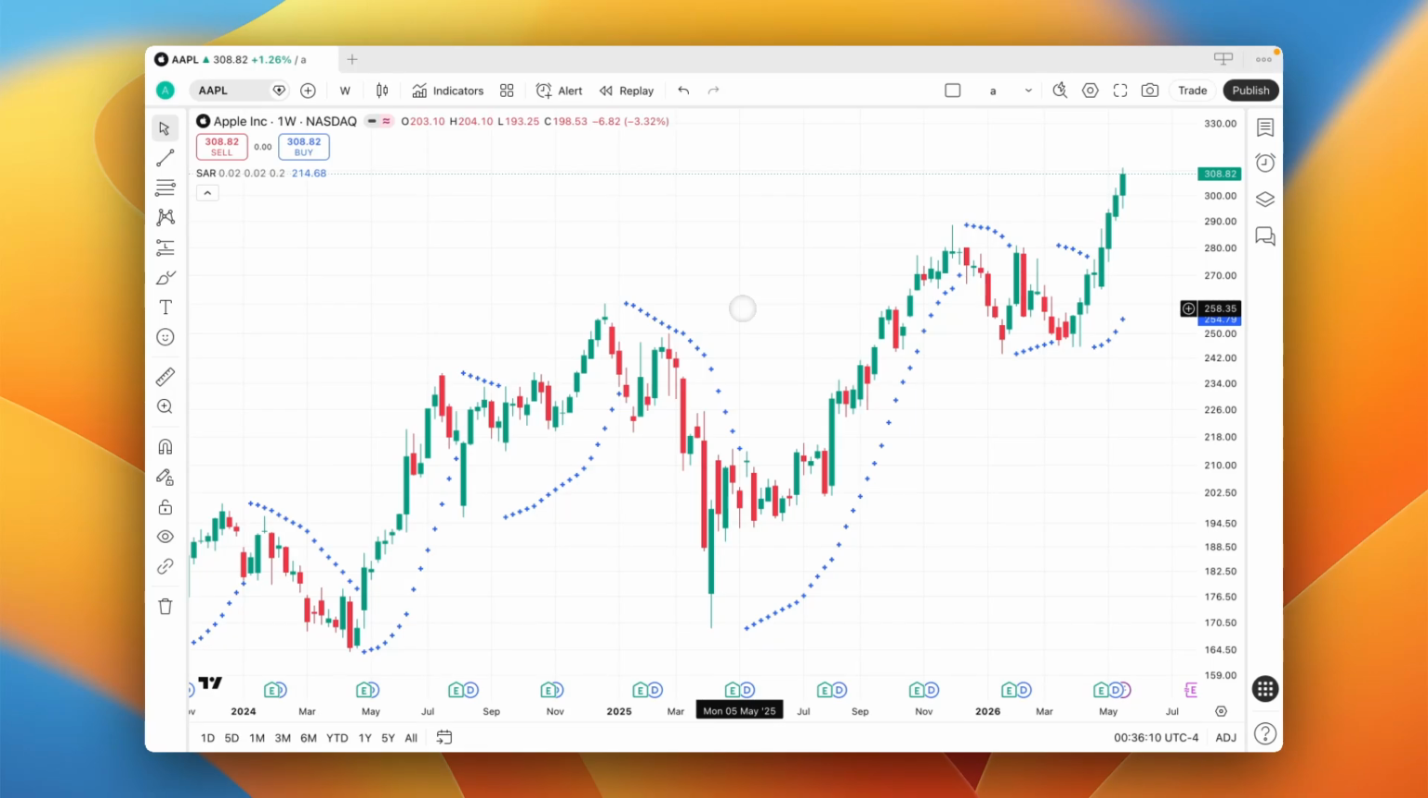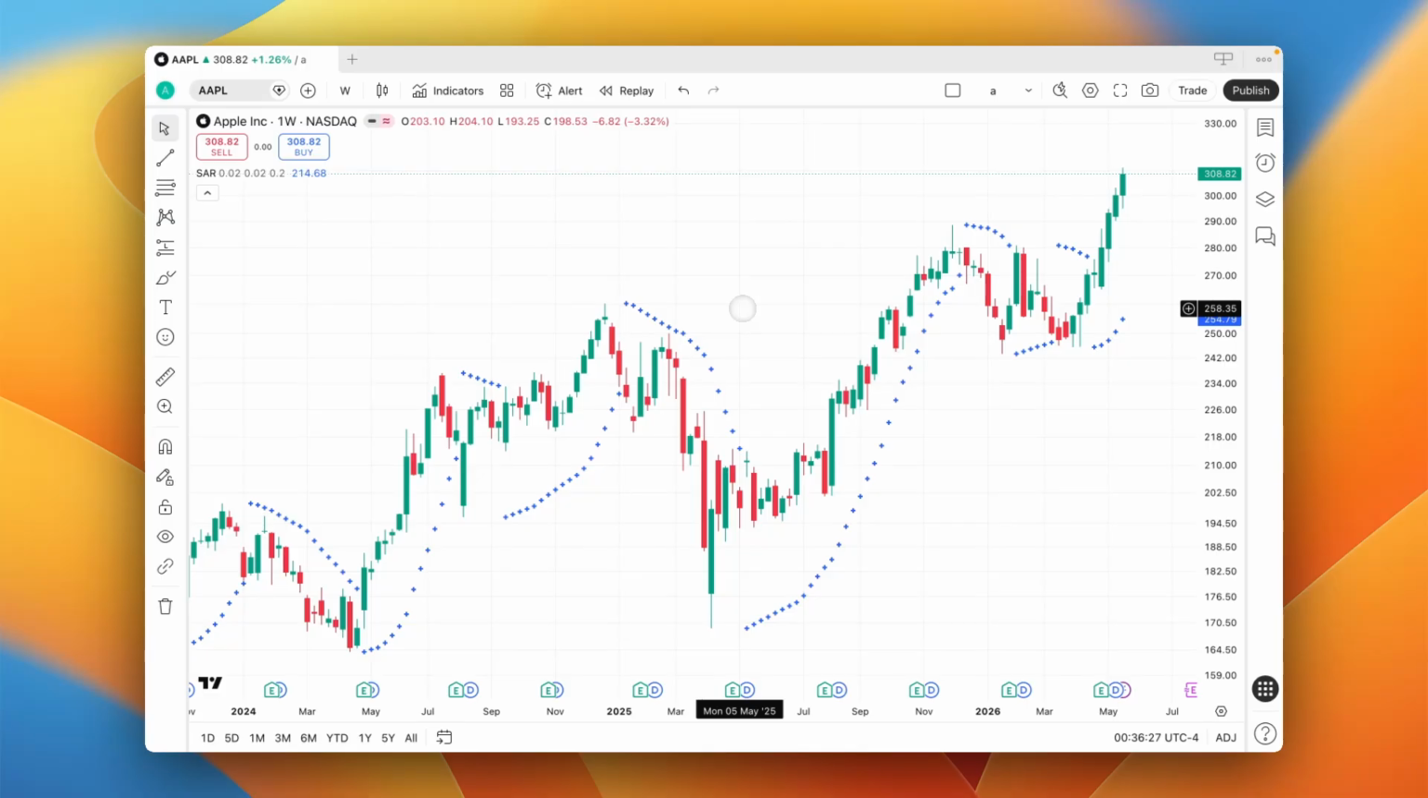The parabolic SAR plots a dotted line that follows price during trends and flips sides when the trend reverses. The name stands for stop and reverse. It's one of the simplest visual trend indicators, and many traders use it as a trailing stop. So here's how you can use it.